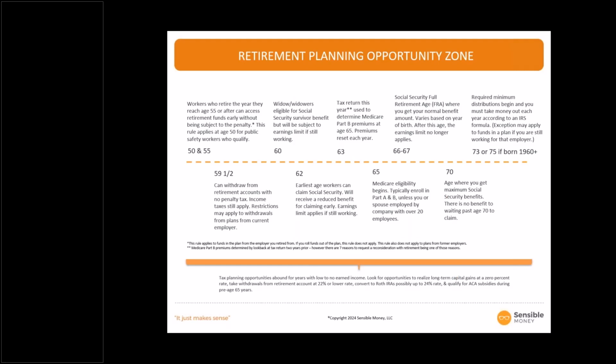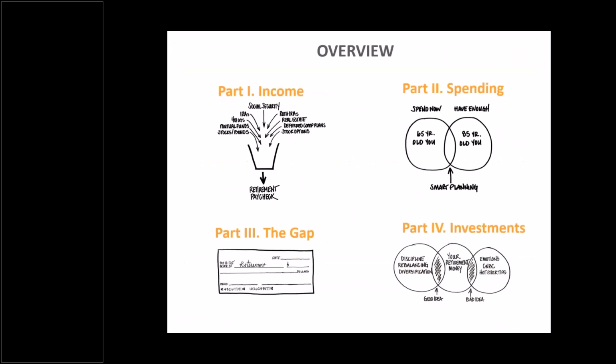And that's what we want to talk about. We want to look at an example of how you might navigate some of these years. So here's an overview. We're going to start with part one, where we're going to be talking about income and what is income in retirement.